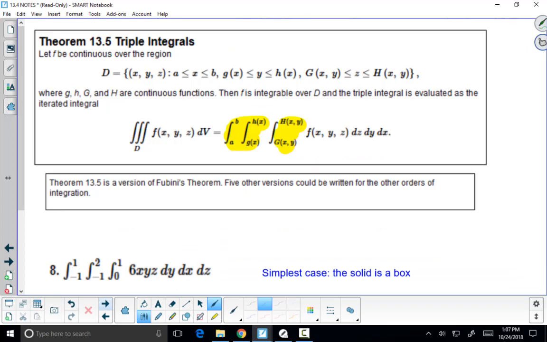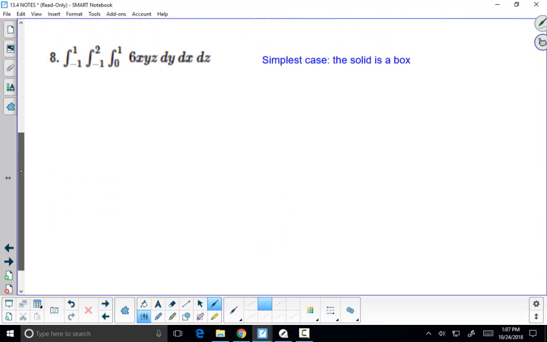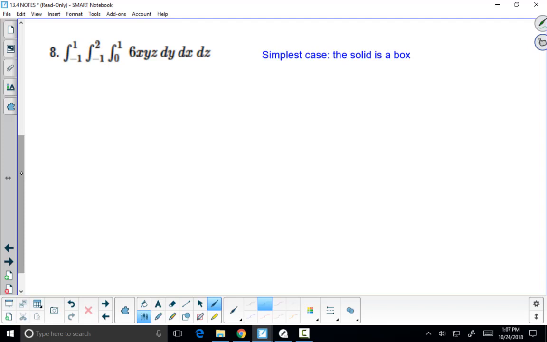So we were just about to do our first example. So pretty much what we're doing here is calculating the volume between two surfaces. Volume between two surfaces, right.